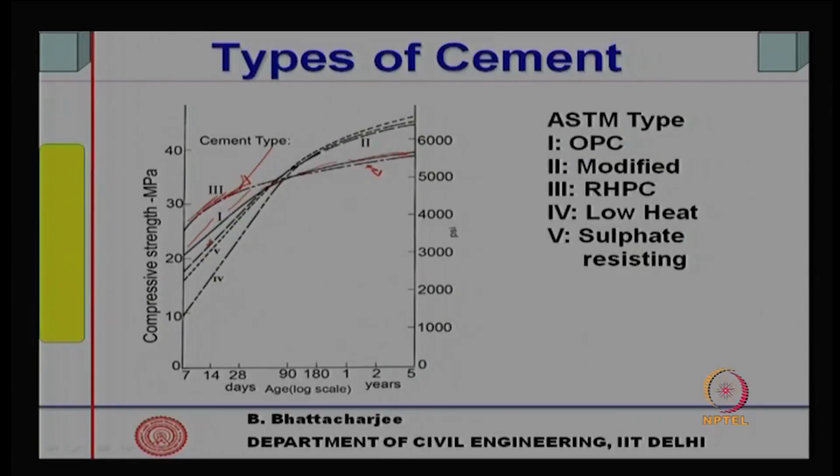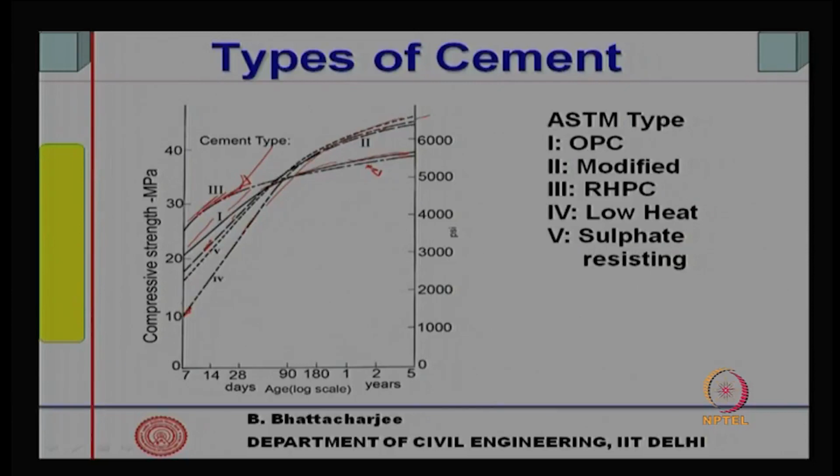Modified cement, this is modified cement, type 2, somewhere there. It has got low initial strength than OPC, but long term strength is better, because more C2S. Type 4 has got least initial strength, which is low heat, because it has got less C3S as well. So, more C2S, as we have seen earlier. Since it has got high C2S, it has got better long term strength, but very little early strength.